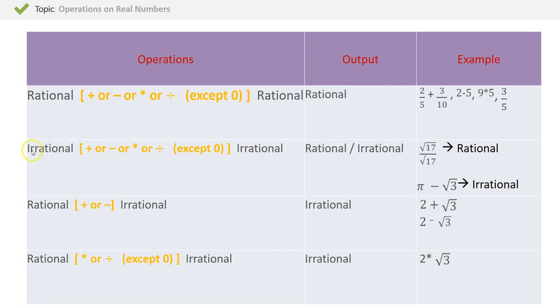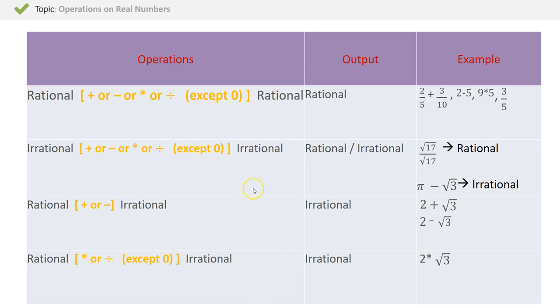However, if you take two irrational numbers and add them, subtract them, multiply them, or divide them except 0, what you get is a rational number or sometimes an irrational number. So there is no guarantee what you'll get. You may get a rational number, you may get an irrational number. An example of getting a rational number is when you divide square root of 17 by square root of 17, you get 1, and that is a rational number. However, when you subtract pi from square root of 3, what you get is an irrational number.